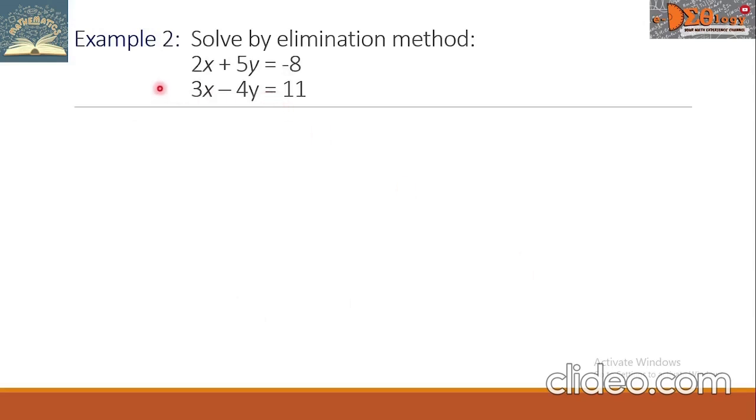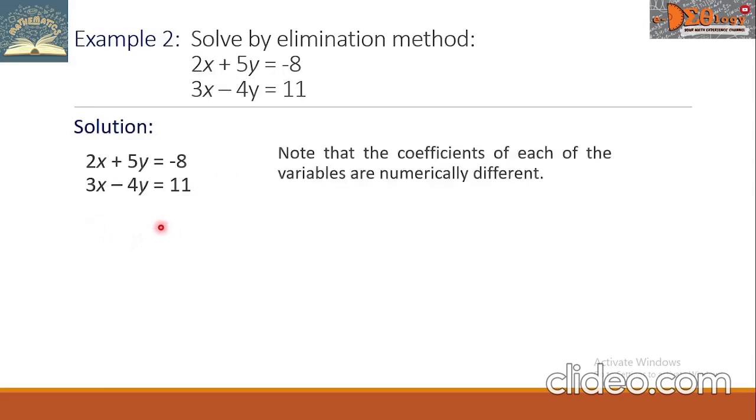Example 2. Solve by elimination method. 2x plus 5y equals negative 8. 3x minus 4y equals 11. We copy our problem down here and let us observe the coefficients. Note that the coefficients of each of the variables are numerically different. In this case, we can decide which variable to eliminate.